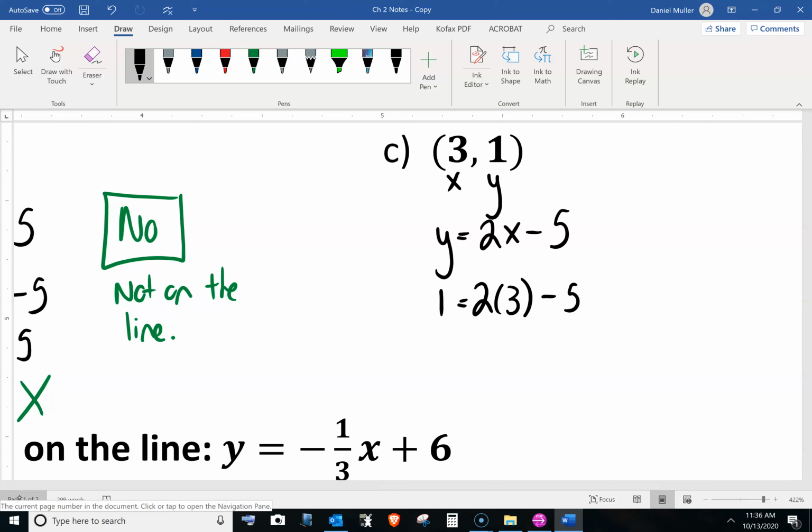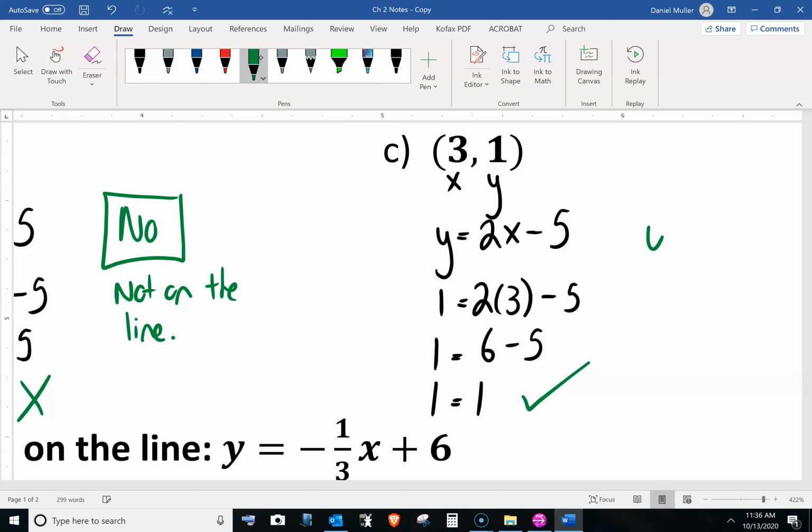Again, there's nothing on the left to do, so that's just a 1. Bad math is 2 times 3 first, which is 6. And there's a minus 5. Nothing to do on the left. And then 6 minus 5 is 1. Does 1 equal 1? Yes, it does. So yes, this point is on the line. Not on the line? Nope, this is on the line. So you can write on the line.